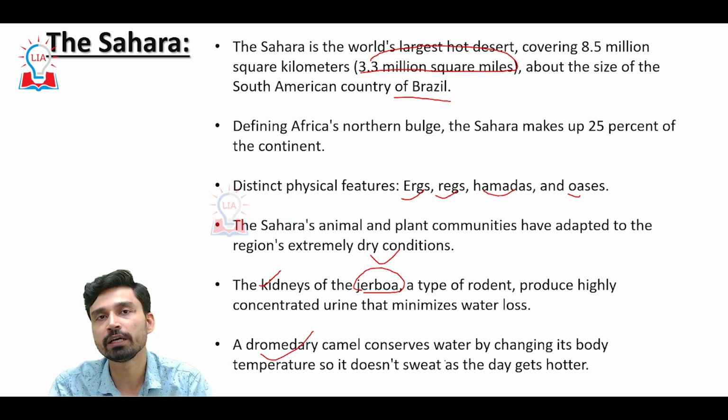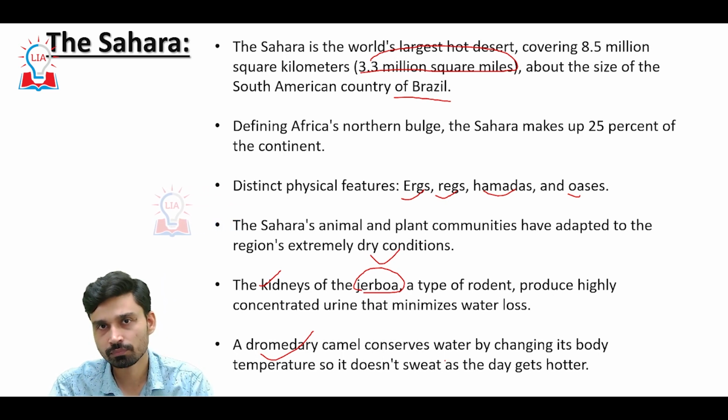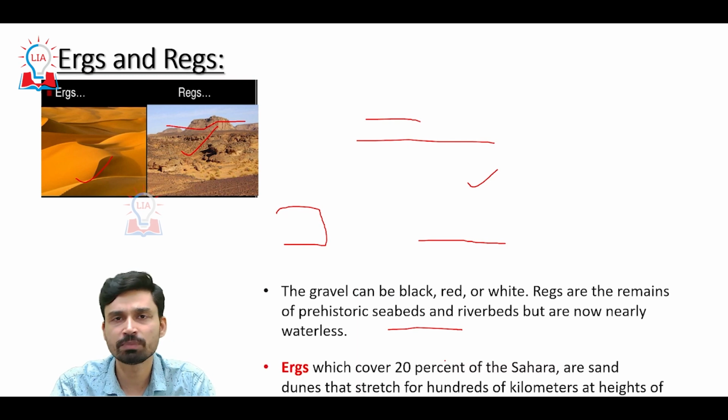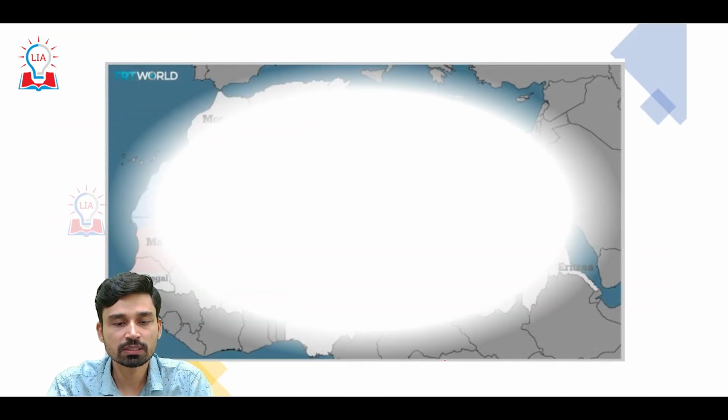Similarly, another important animal, the dromedary camel, found in the Sahara Desert region, also conserves water by changing its body temperature so that it does not sweat as much in the afternoon, especially when the day is very, very hot. So that is all about the Sahara Desert.